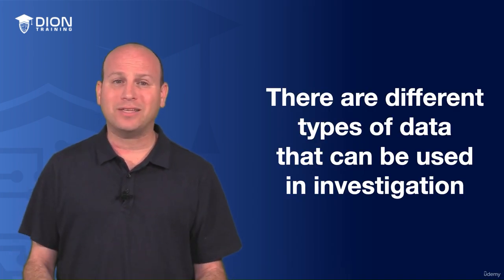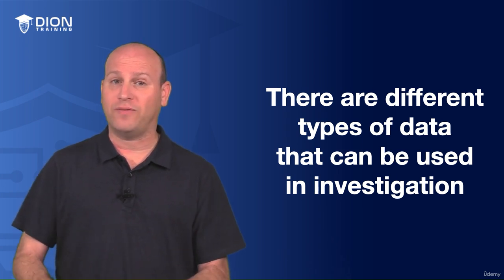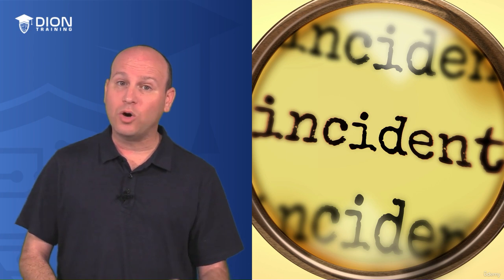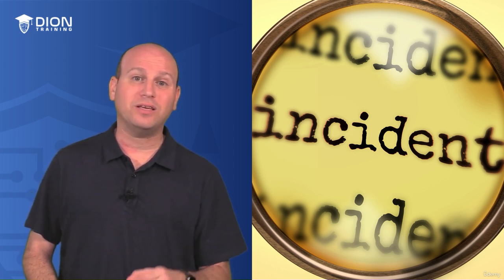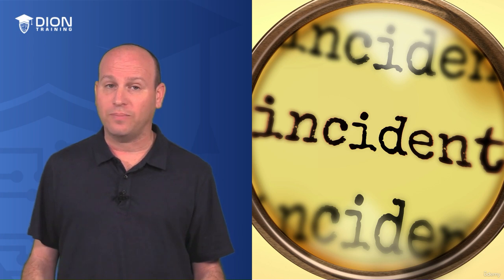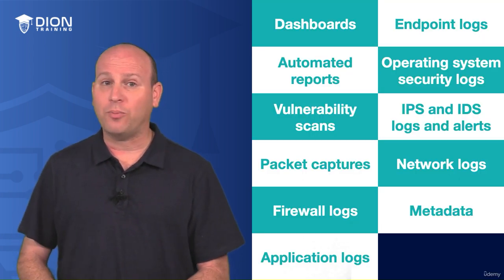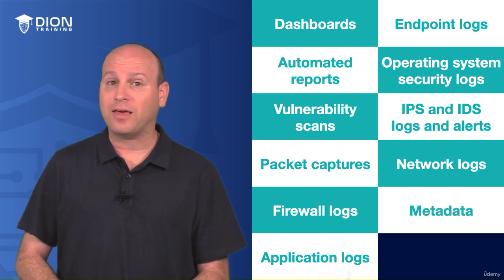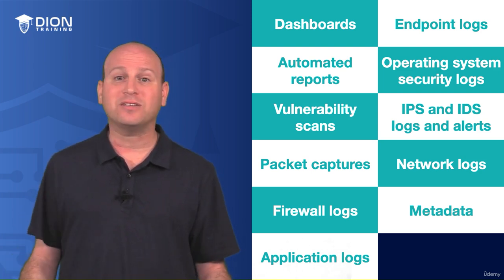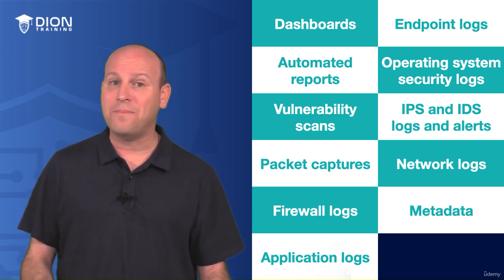Now, as we begin this section of the course, we're going to start out by looking at the different types of data that can be used during your investigations. Then, we're going to move through 11 different examples with some known incidents, so you can learn how to read these logs, alerts, and other types of data so you can use them during your investigation. As we move through the section, we're going to cover things like dashboards, automated reports, vulnerability scans, packet captures, firewall logs, application logs, endpoint logs, operating system security logs, IPS and IDS logs and alerts, network logs, and metadata.